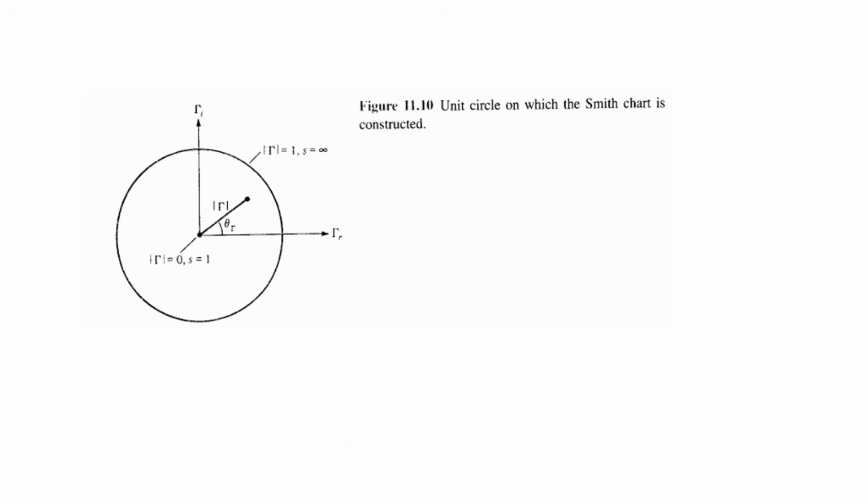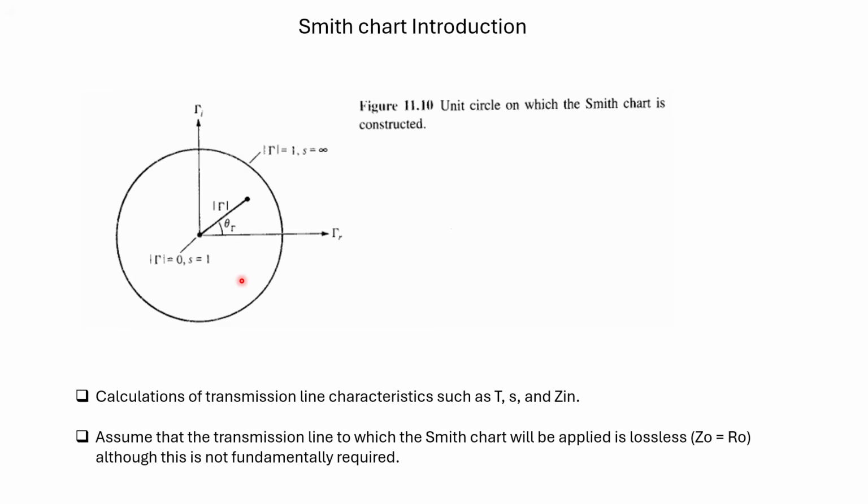Now let's go to the introduction to the Smith chart. Here is the unit circle on which the Smith chart is constructed. Unit circle means, what is the value of τ? The value of |τ| will vary from 0 to 1, like the minimum possible value of τ is 0 and the maximum is 1. Similarly for S, the minimum is 1 and the maximum may be infinity. So this is called the unit circle.